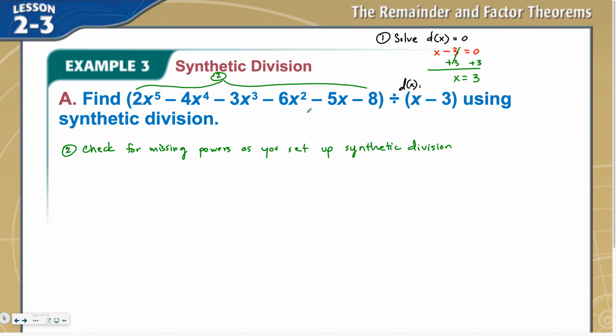Okay, I have everything. If that's the case, all you do is set it up like this. You take the 3 that you're dividing by, and with synthetic division, you don't go up and over. You go down and around like this. And now you write out only the coefficients.